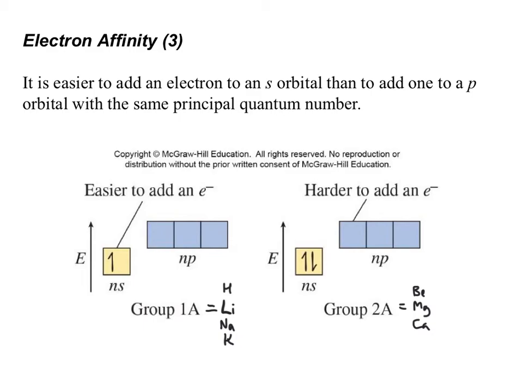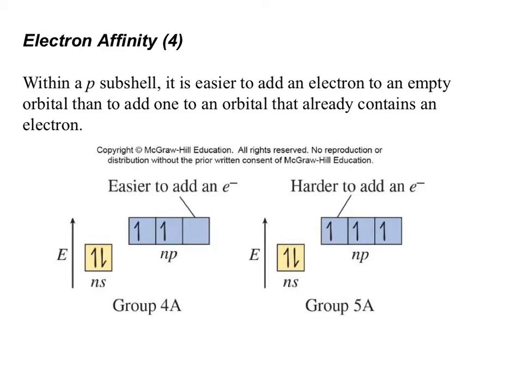It is easier to add an electron to an s orbital than to add one to a p orbital with the same principal quantum number. This is why group 1A will have a higher electron affinity than group 2A, because with group 1A we're adding an electron to the s orbital, whilst with group 2A we're adding one to the p orbital. Within a p subshell, it is easier to add an electron to an empty orbital than to add one to an orbital that already contains an electron.